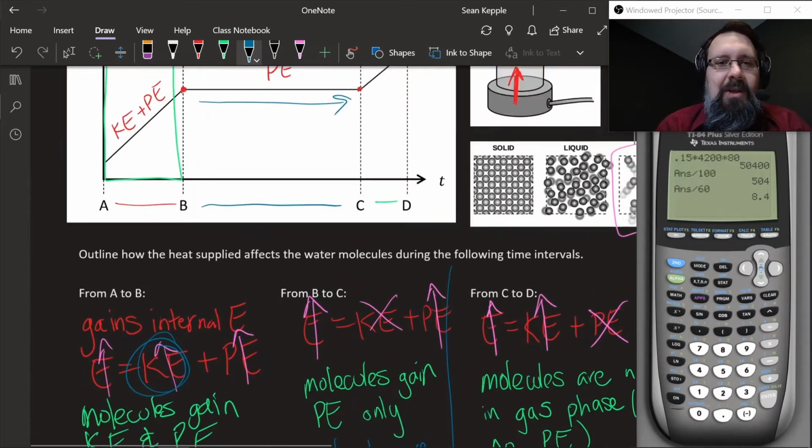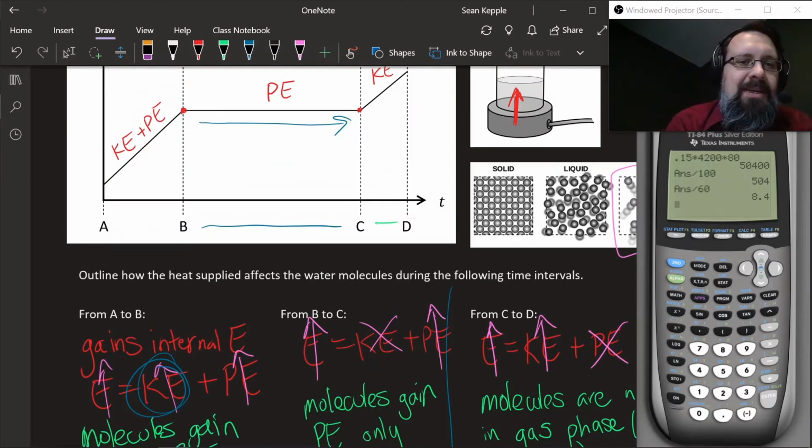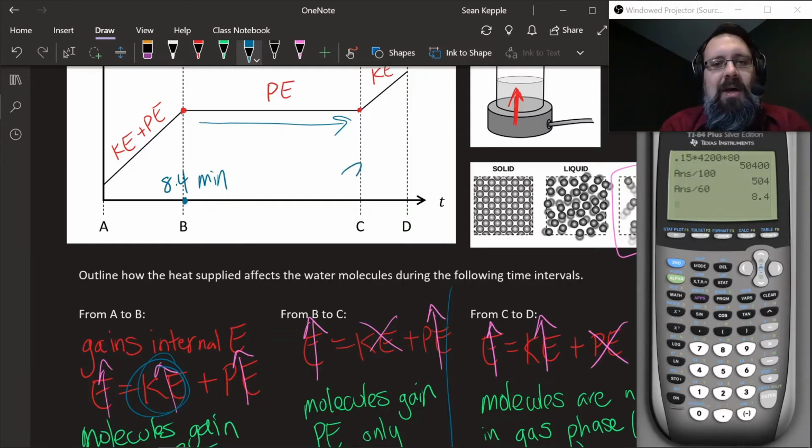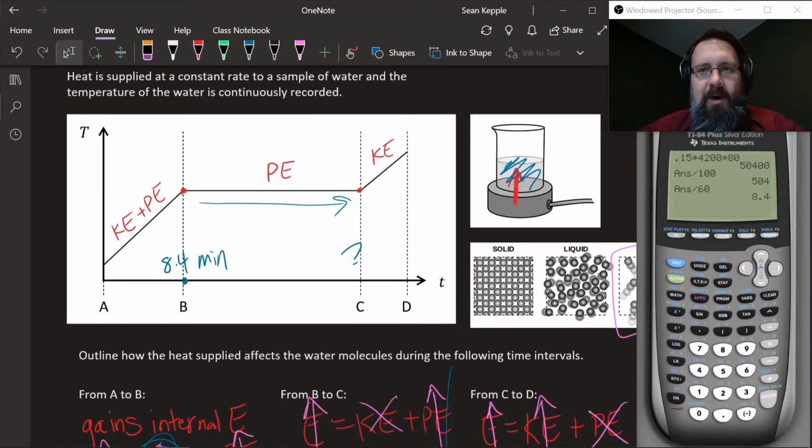All right, so we know how long it's going to take the water to reach point B. Point B is at 8.4 minutes. So now our question is, how long will it take to reach point C? Point C is the point where all the water has boiled away, and we've ripped the water molecules apart and pushed them out into the atmosphere, so that they've disappeared. How much time would that take?